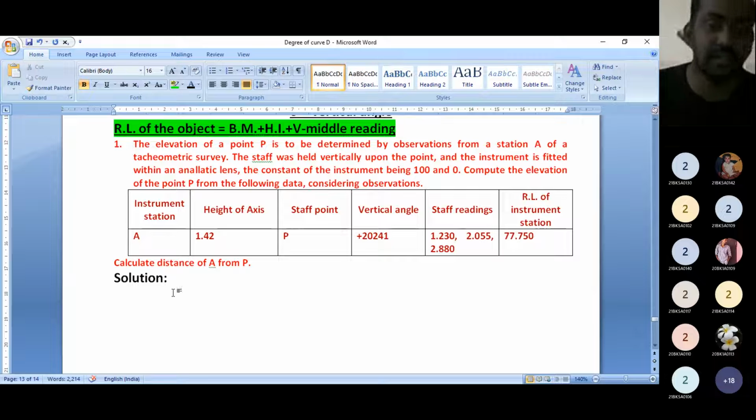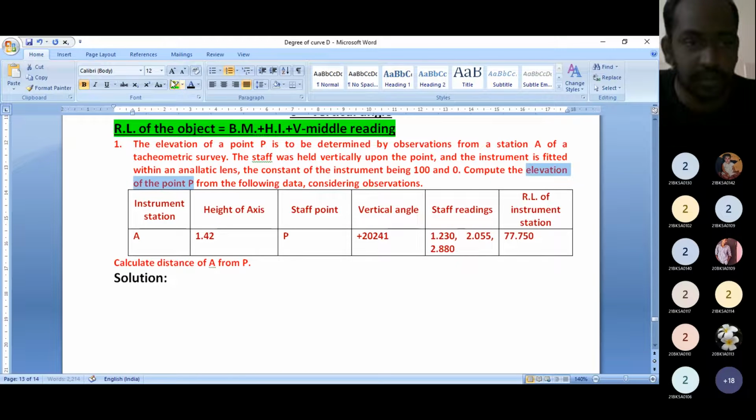And what is our aim here? Compute the elevation of the point P. Okay now, see here, our aim is to determine the elevation of point P. And also we have to determine the distance between A and P. So these are the two things we have to determine: the elevation of point P, and the distance between A and P.